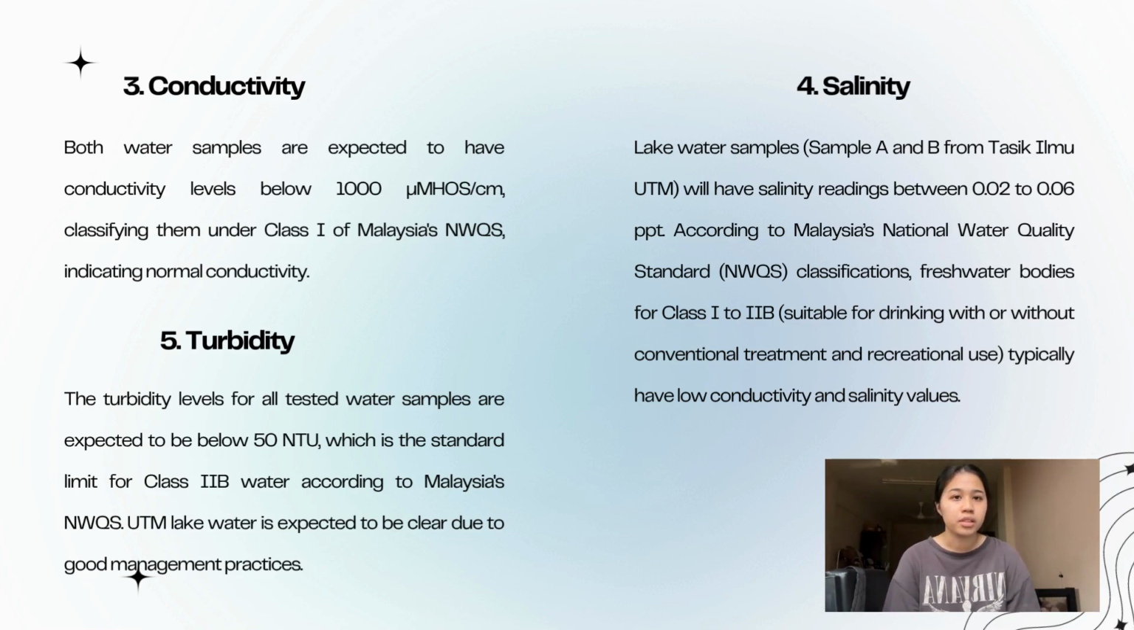That indicates normal conductivity. For salinity, the lake water samples, which are sample A and B from Tasik Ilmu UTM, will have readings between 0.02 to 0.06 ppt. So according to the National Water Quality Standard classification, a fresh water body for class 1 to 2B is suitable for drinking with or without conventional treatment and recreational use, and typically will have low conductivity and salinity values.